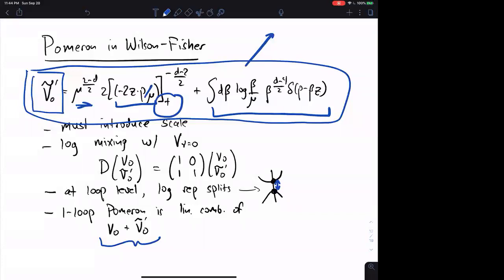Hello. Yeah, is there some sort of a vague sense in which, at least in d equal to 4 or 4 minus epsilon, you can think of this new operator as some kind of the light cone transform of phi squared log phi?